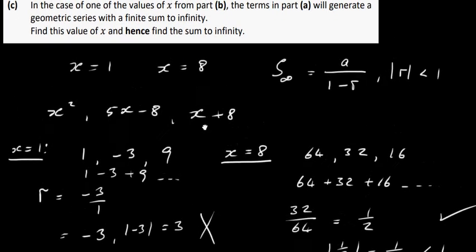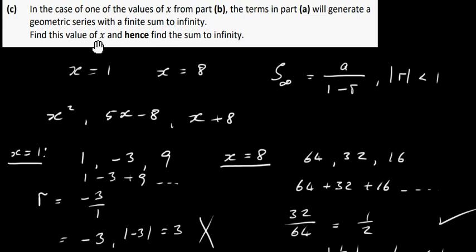So what's the question? The question says, find this value of x. So the value of x, our answer to the first part, is really just 8. This is the answer to the first part of the question. x is equal to 8, and hence find the sum to infinity.